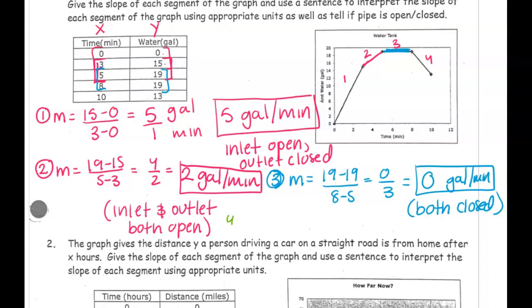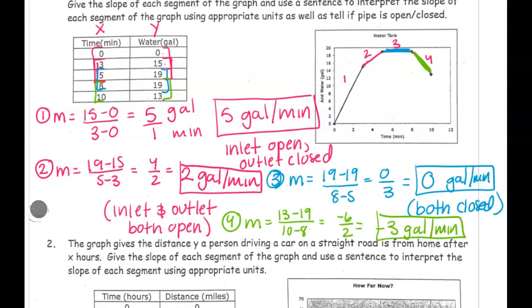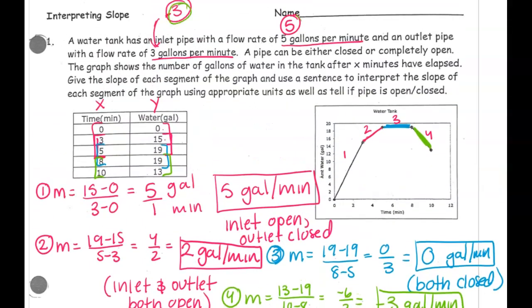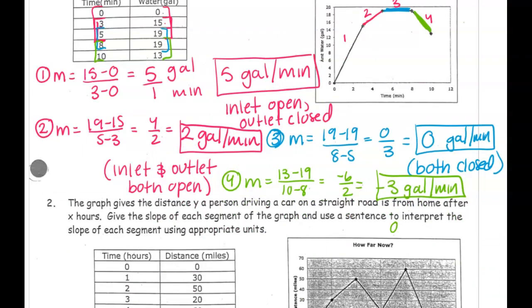For the fourth one, which is right here, 8 to 10 minutes. So our slope is 13 minus 19 over 10 minus 8, which is -6 over 2, which is -3 gallons per minute. And -3, again, our values were -3 and 5 for our rates. So if -3 is our overall rate, then the outlet must be open. So outlet open, and the inlet is closed.